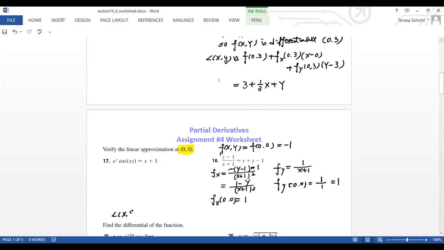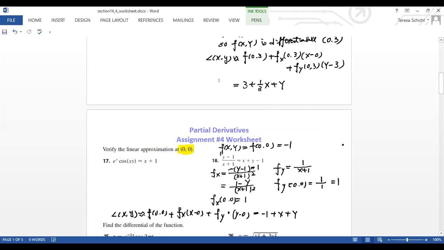So the linear approximation will be equal to what? f of (0, 0) plus f of x times (x minus 0), plus f of y times (y minus 0). So I know f of (0, 0), we just plug in, is -1. So plus x minus 0 is 0, plus y, 1 times y. So we've matched, right? So for this function, I can use this linear approximation, and it matches. Okay, so that's pretty straightforward.